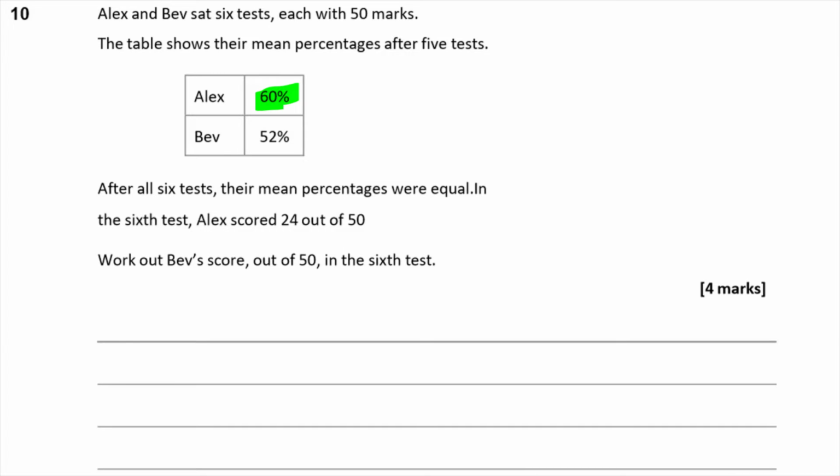So altogether in those 5 tests, if I take 60 and multiply it by 5, he scored 300% in all 5 tests added together. Whereas Bev scored 52 times 5, which is 260%, isn't it? Okay, so she scored 260% in those 5 tests.